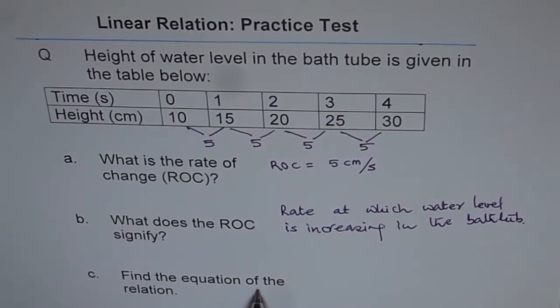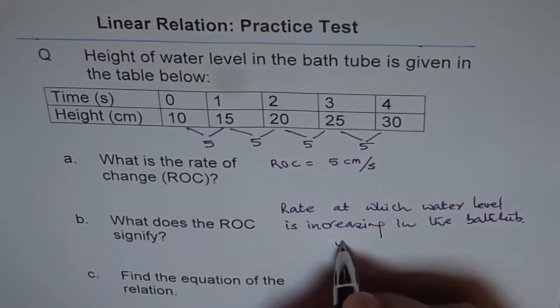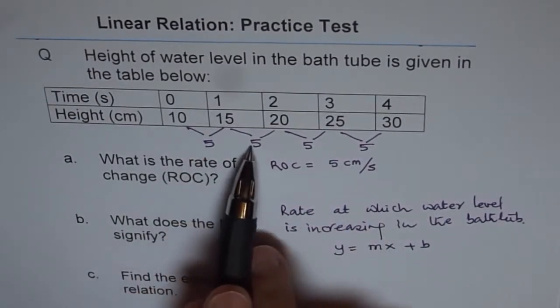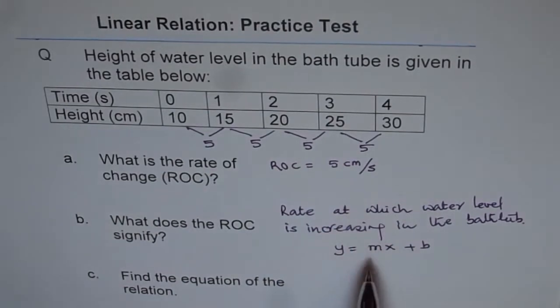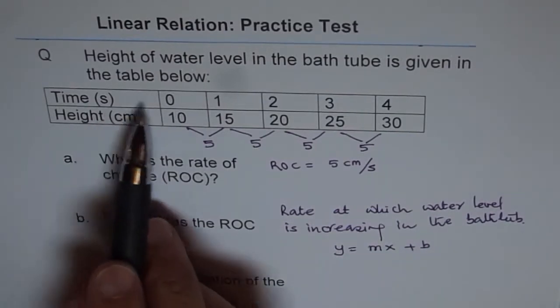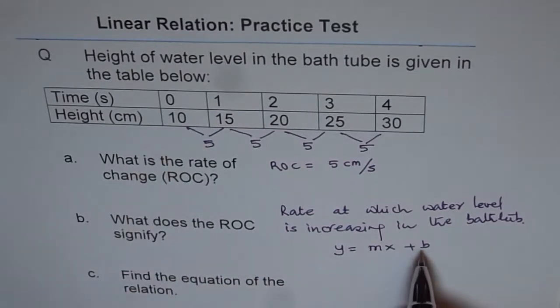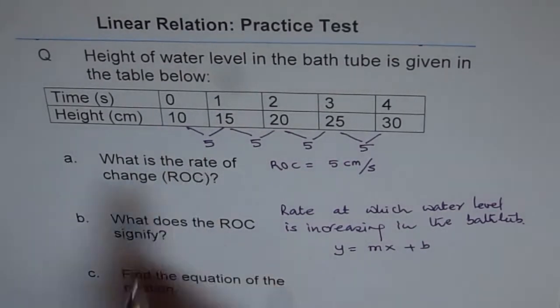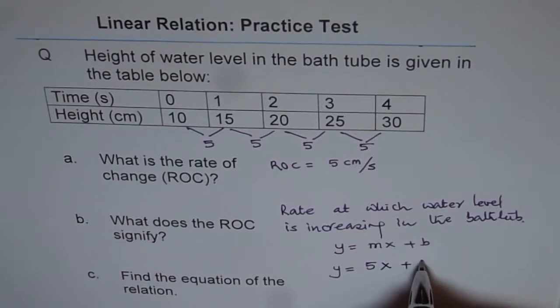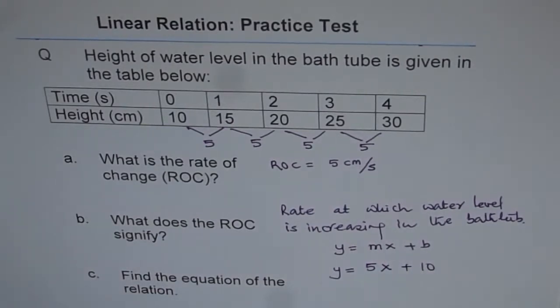Find the equation of the relation. To find the equation, we have the form y equals mx plus b. Since it is a constant increase, m is the constant slope. Linear equation will represent it. Now what is the initial value? Initial value means at time 0, what was the value? That is b, right? And what is the rate? Rate is 5. So we can write our equation as y equals 5x plus 10. That gives you the equation of the relation.